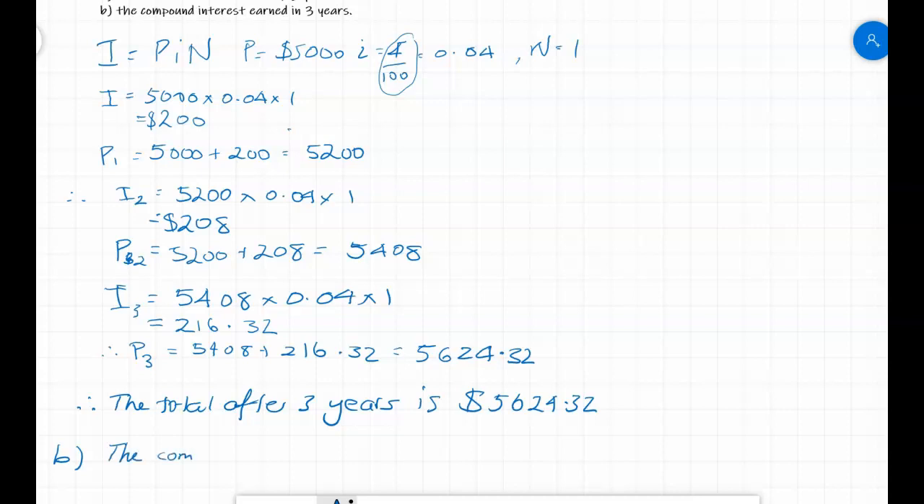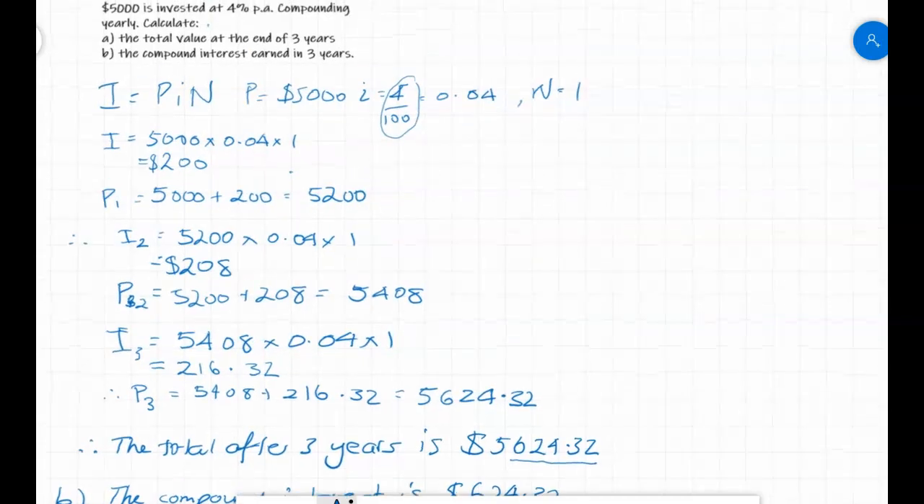The compound interest is, it's going to be this element here, $624.32. And that's it. This might be the only time that you're ever able to do it using repeated simple interest.